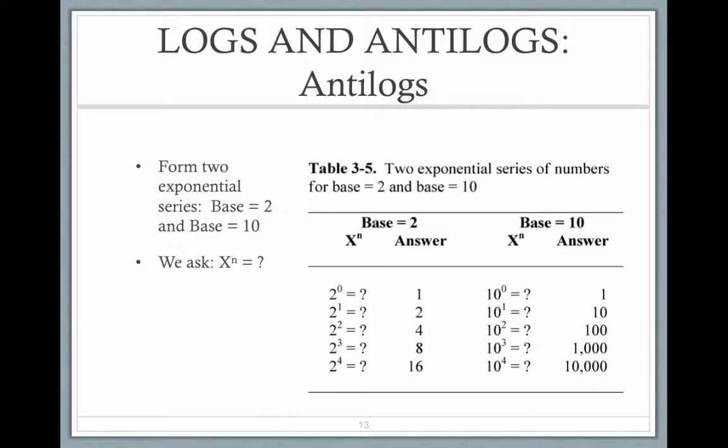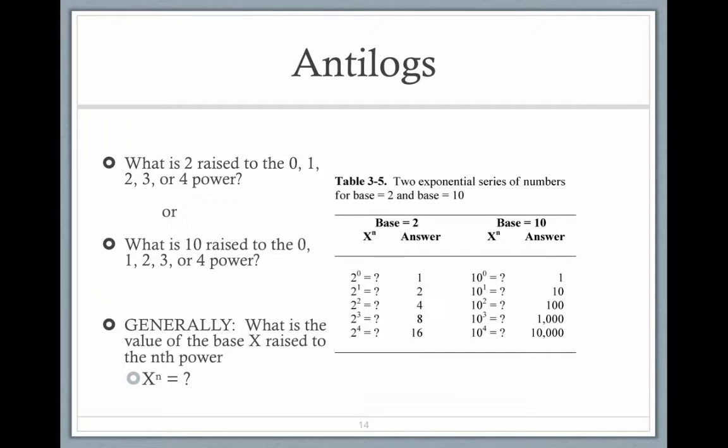We have a table on the left with the base 2 and on the right with a base 10. The bases are always going to be either 2 or 10, and with hearing we use 10. So we have two exponential series based on a base of 2 and a base of 10. What is 2 raised to the 0, 1, 2, 3, fourth power, or what is 10 raised to the 0, 1, 2, 3, fourth power?